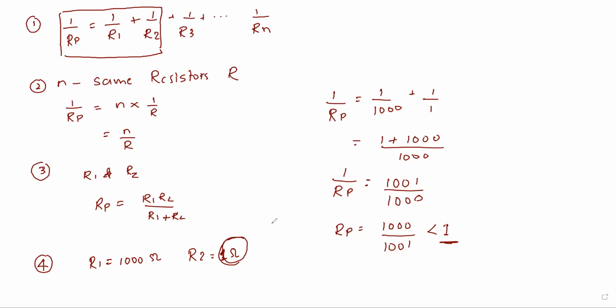So how can the parallel combination of resistors be defined? For the parallel combination of resistors, the reciprocal of the equivalent resistance is equal to the sum of the reciprocals of the resistors. I'll repeat it again. For the parallel combination of resistors, the reciprocal of the equivalent resistance is equal to the sum of the reciprocals of the resistors. So this is all about the parallel combination of resistors.